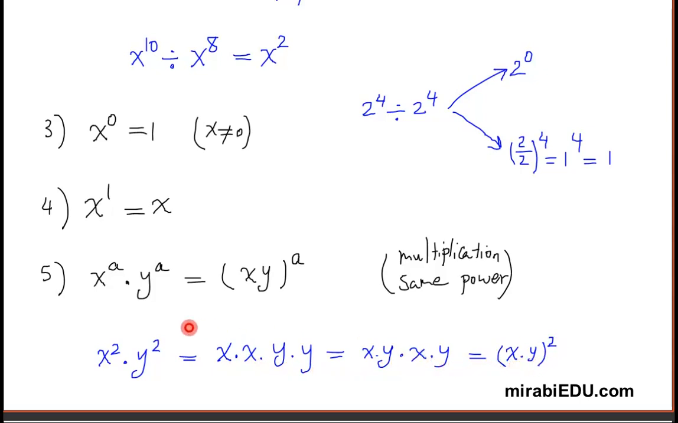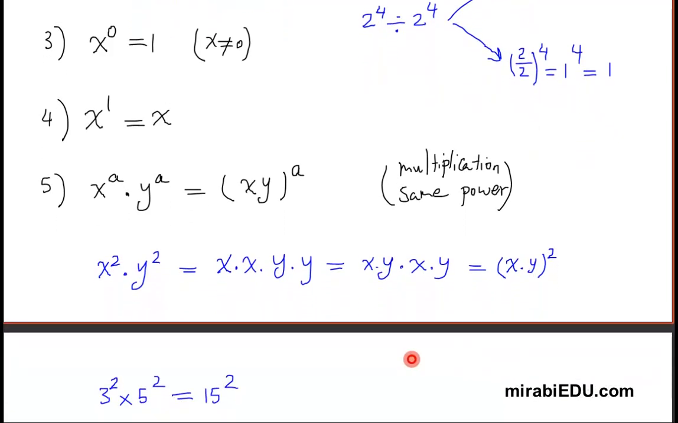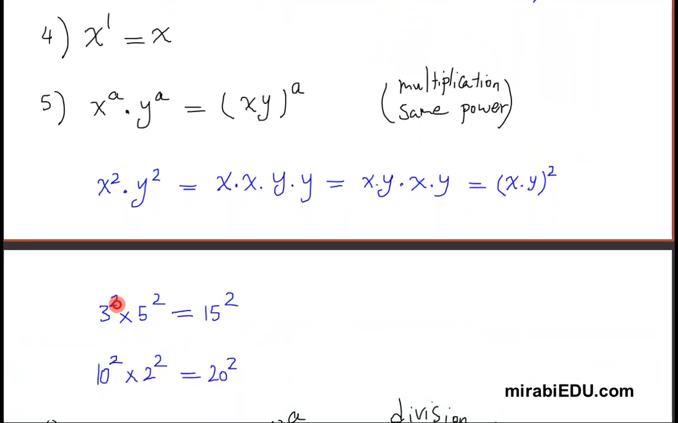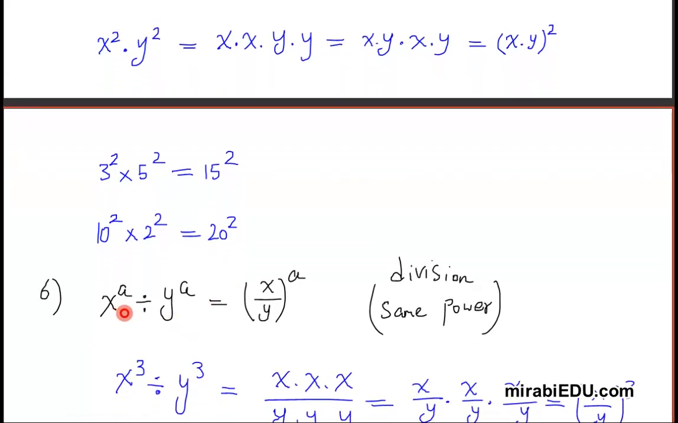Looking at the first thing and the last thing we have here, we have kept the same power and multiplied the bases. As an example, 3 to the second power times 5 to the second power equals 15 to the second power. Or 10 squared times 2 squared is 20 squared. Another rule is division of exponential numbers with the same power. We keep the same power and we divide the bases.